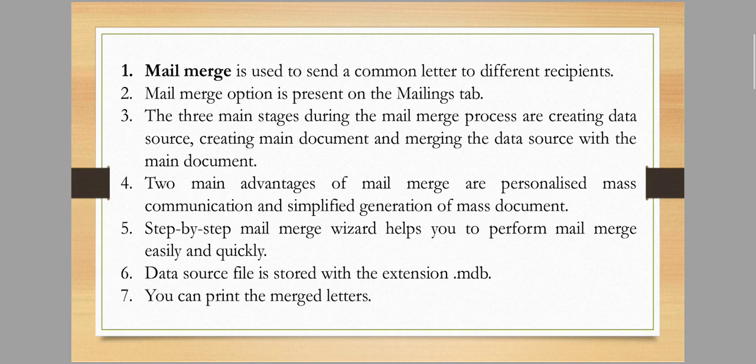There are 3 main stages during the mail merge process: creating the data source, creating the main document, and merging the data source with the main document. First you create a document, then the data source, then the main document, and then merge the source with the main document. Two main advantages of mail merge are personalized mass communication and simplified generation of mass documents. The step by step mail merge wizard helps you perform mail merge easily and quickly. The data source file is stored with the extension .mdb.